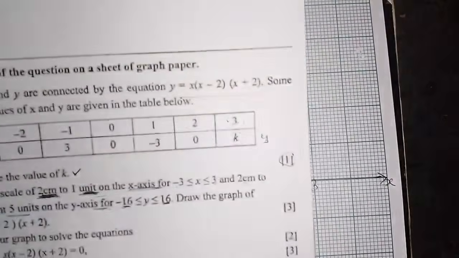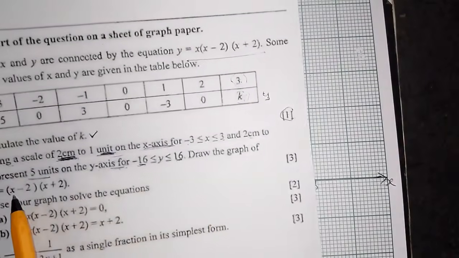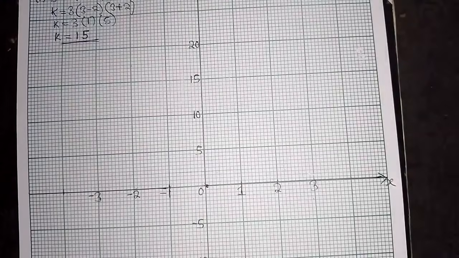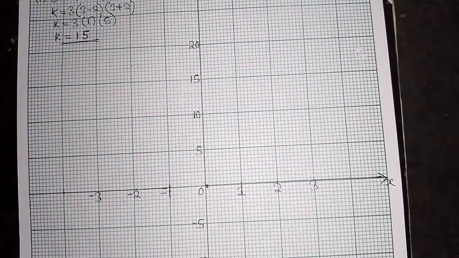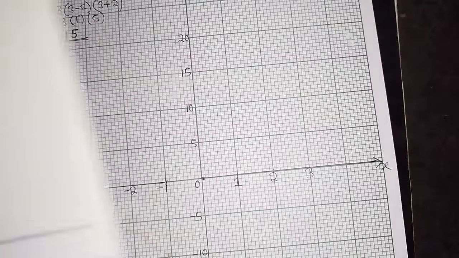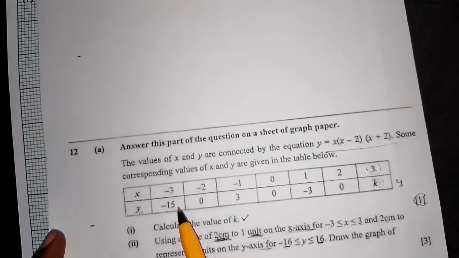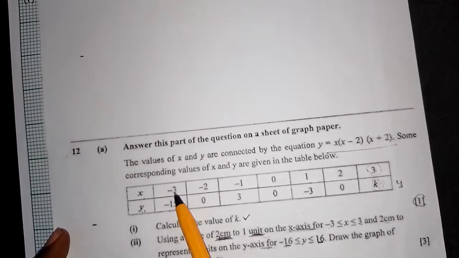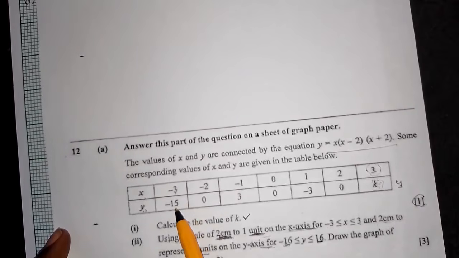What is the next point? They're saying draw the graph of this. So we want to draw the graph of that now. How can we draw that graph now? So we want to draw what? A graph of that. So we start picking coordinates now. We've got what? Negative what? Negative 3, comma, negative 15.